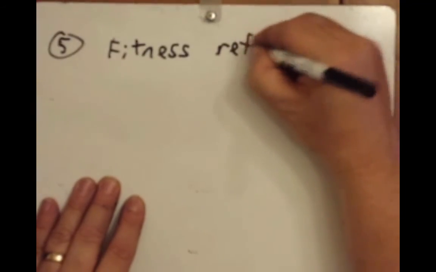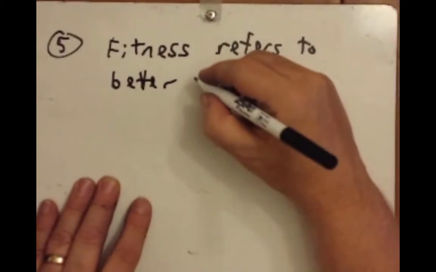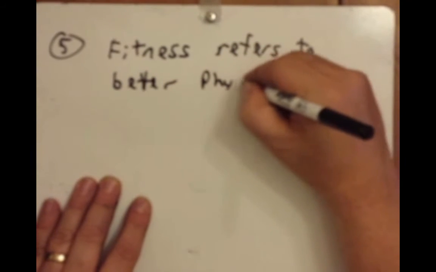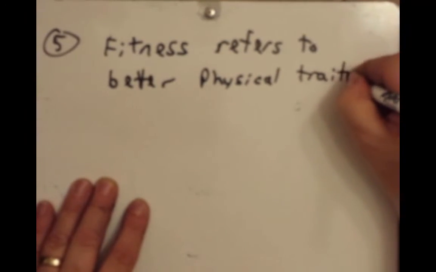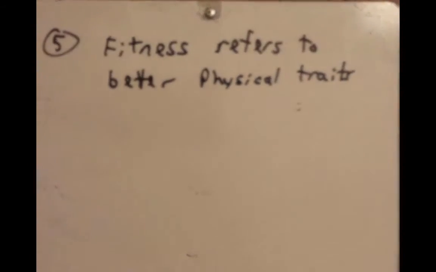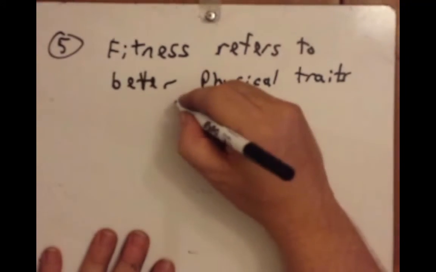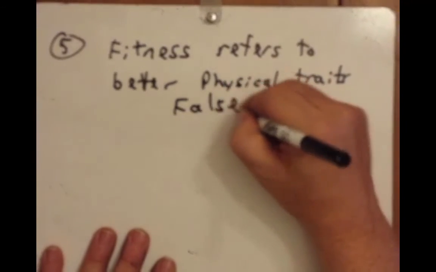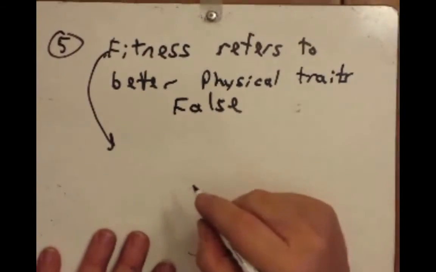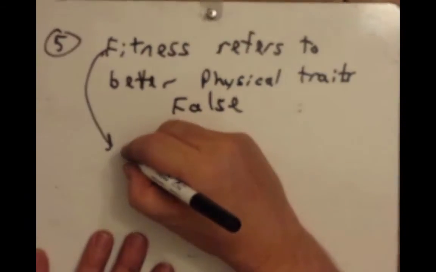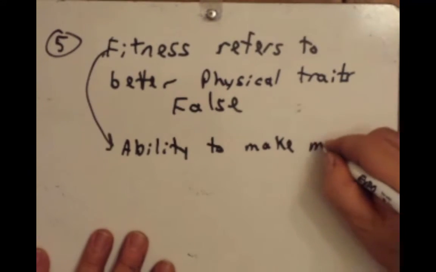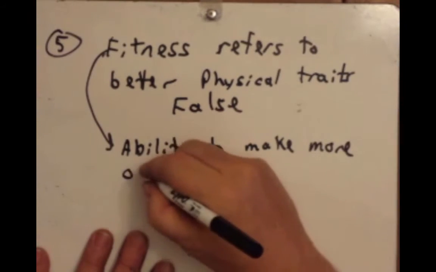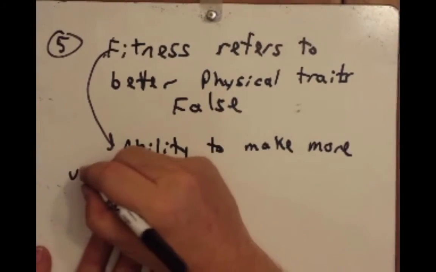So let's look at the fifth one. Fitness refers to better physical traits. This is not always the case. So I'm going to put false here, because this is a false statement. Remember, fitness always refers to the ability to make more offspring. I should say viable offspring.